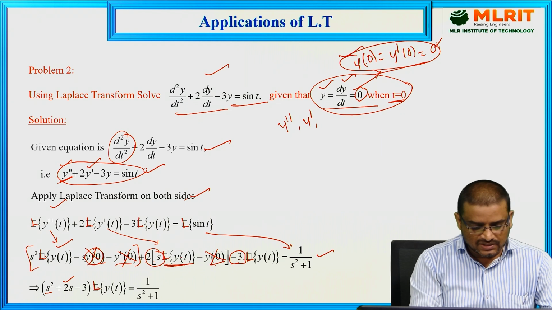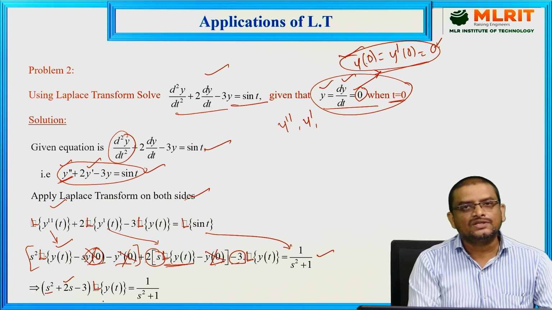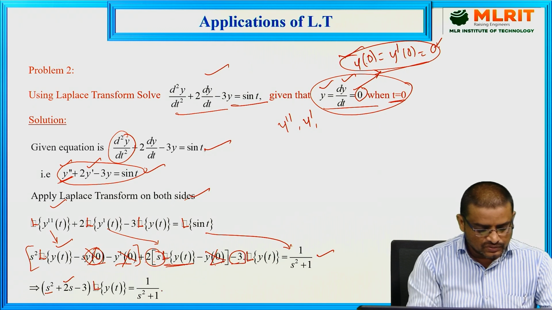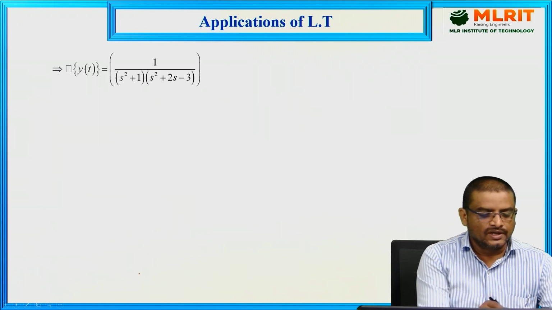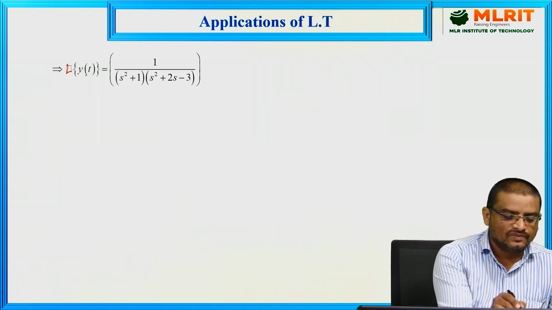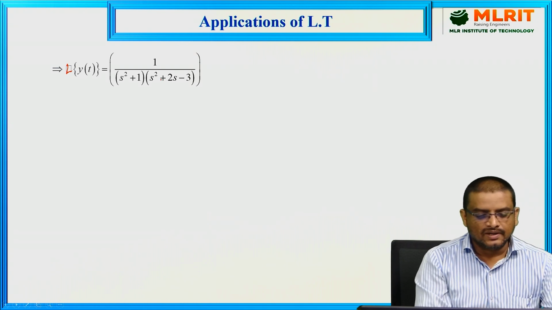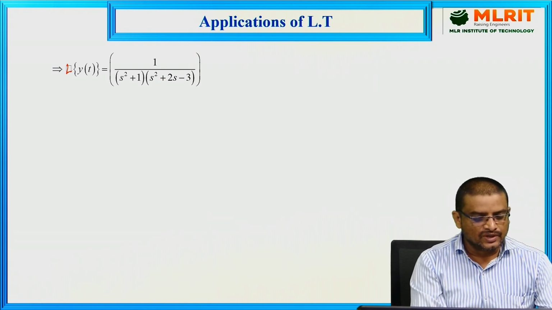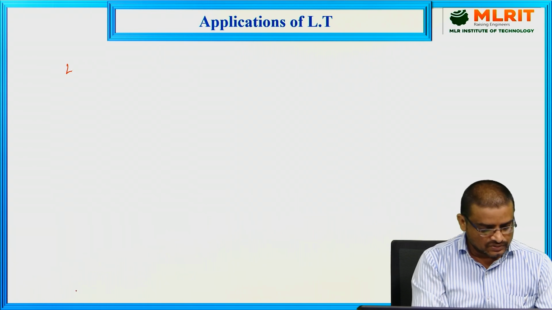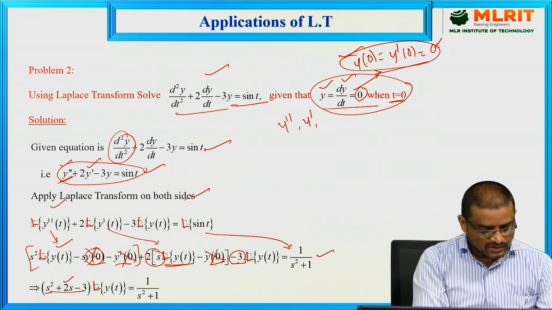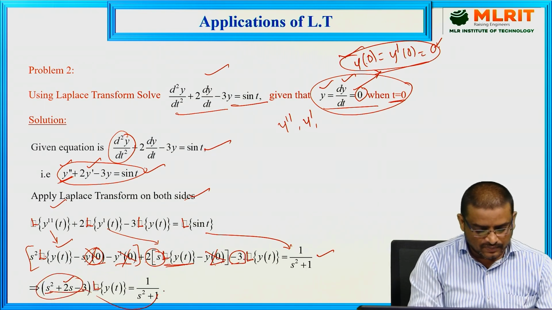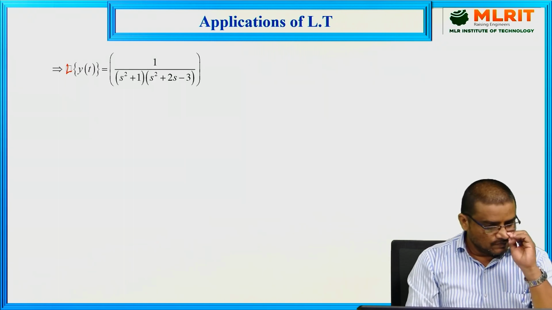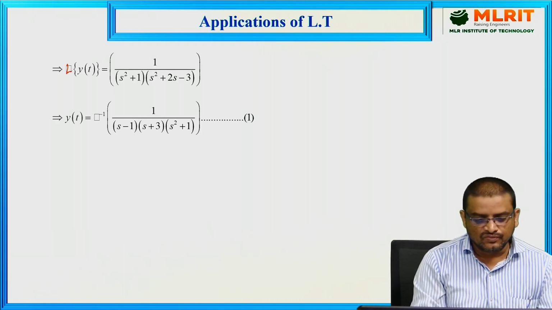From these three terms, I have taken the Laplace transform of y of t common and sent this coefficient to this side. You will get Laplace transform of y of t is equal to 1 by s square plus 1 into s square plus 2s minus 3. So this coefficient becomes the denominator here. Now you consider this as equation 1.